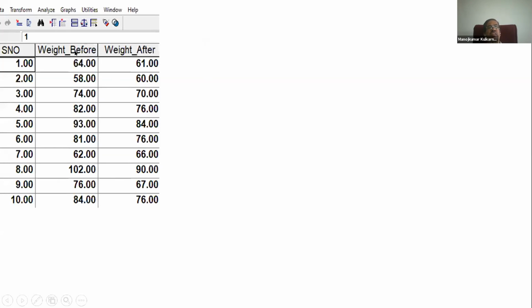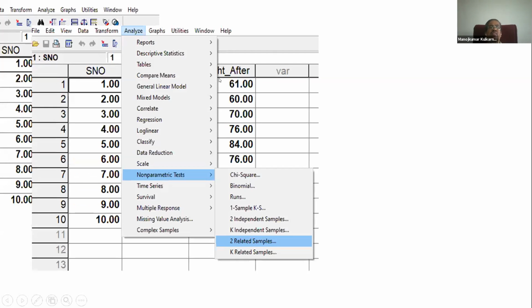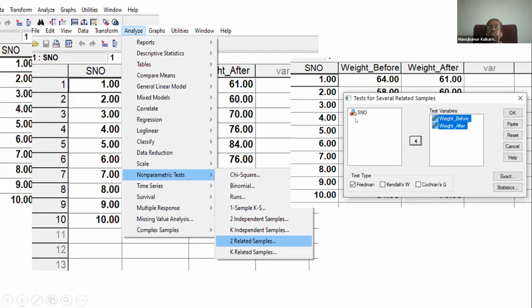So we have recruited 10 persons who are going to the gym. We noted their weight before going to the gym, and their weight after going to the gym. So in order to run the non-parametric test, we have selected the signed rank test of two related samples. Why is it two related samples? Because the before and after measurements are of the same person. And we have to select the pair of measurements we are comparing, before and after.